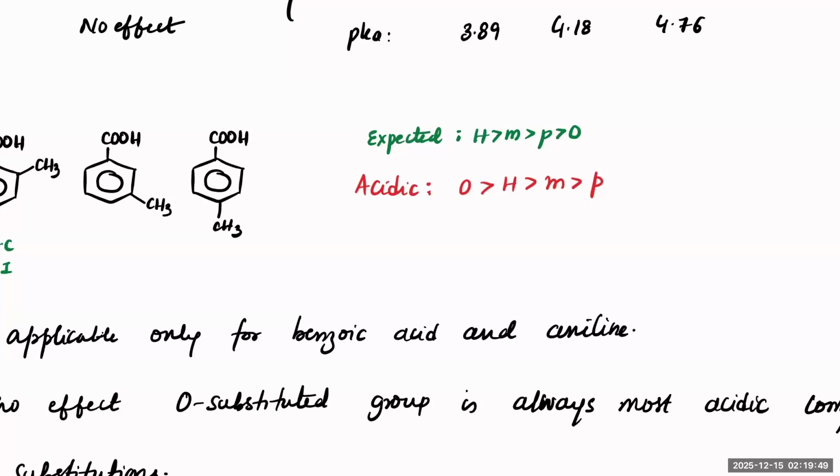Okay, now ortho, whether it is at second position, third position, fourth position, as long as we are talking about benzoic acid, any group present on ortho will make it most acidic.